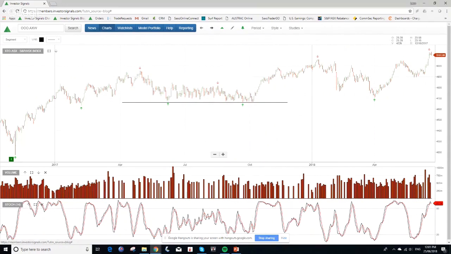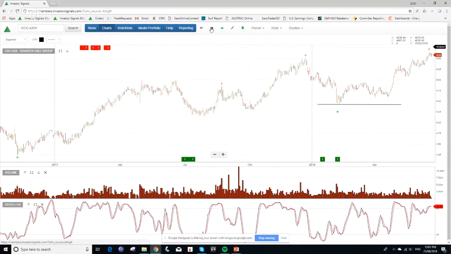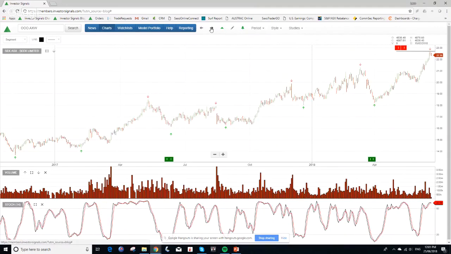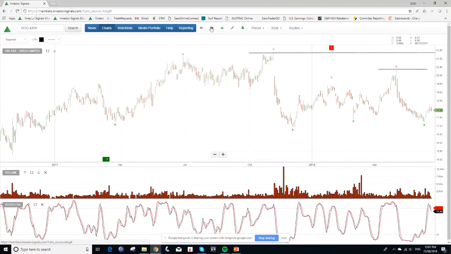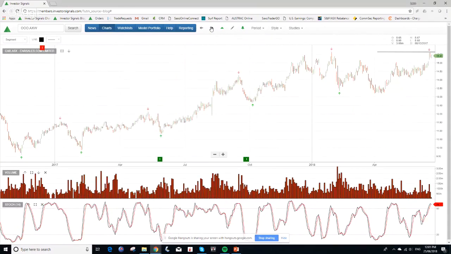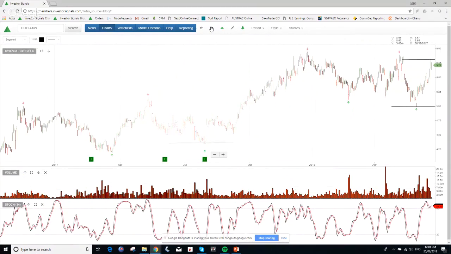Lendlease getting expensive. The index itself, I think, up against resistance here. Charter Hall Real Estate Investment Trust. Seek, a little expensive up here at 22 times earnings. Goodman Group, not doing anything there at the moment. Orica, not doing anything there. Or in car sales.